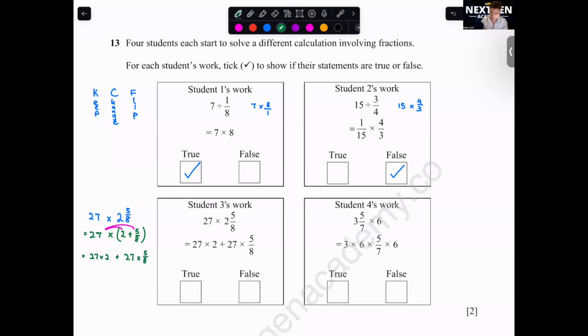Where students normally get it wrong is when they read 2 and 5 over 8 as 2 times 5 over 8. So this one is true. See this? 3 and 5 over 7 times 6. What should be the correct working? This should be 3 plus 5 over 7, times 6. Write the proper working at the side. Then you multiply. So 3 times 6 plus 5 over 7 times 6.